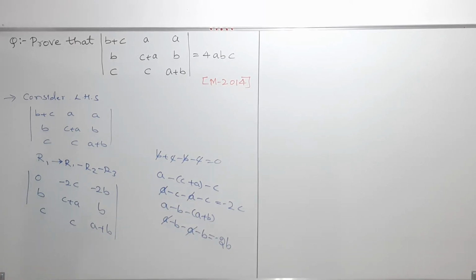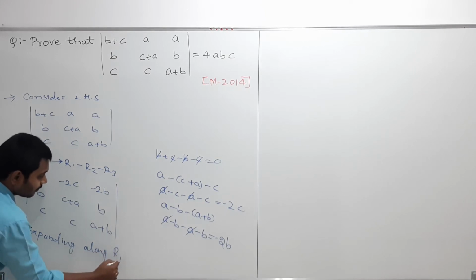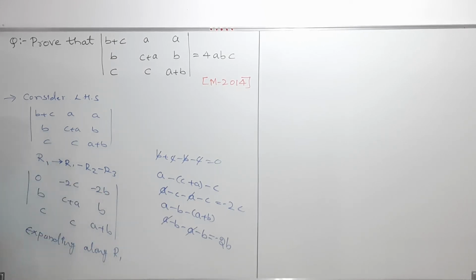So my dear students, next I will do a simple calculation so that you will get 4ABC. So how do we solve the determinant? I will expand along row 1. Before expanding, I told you that you should change the sign like this: plus, minus, plus. If you take this row, it is plus, minus, plus. Whenever you are solving the determinant, you should change the sign like this. That I already discussed. So now I am expanding along row 1.